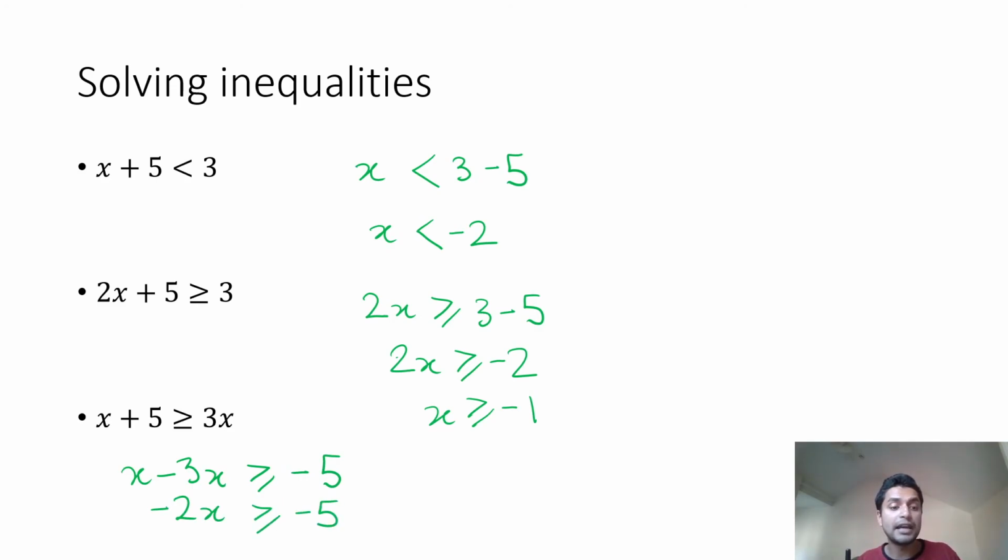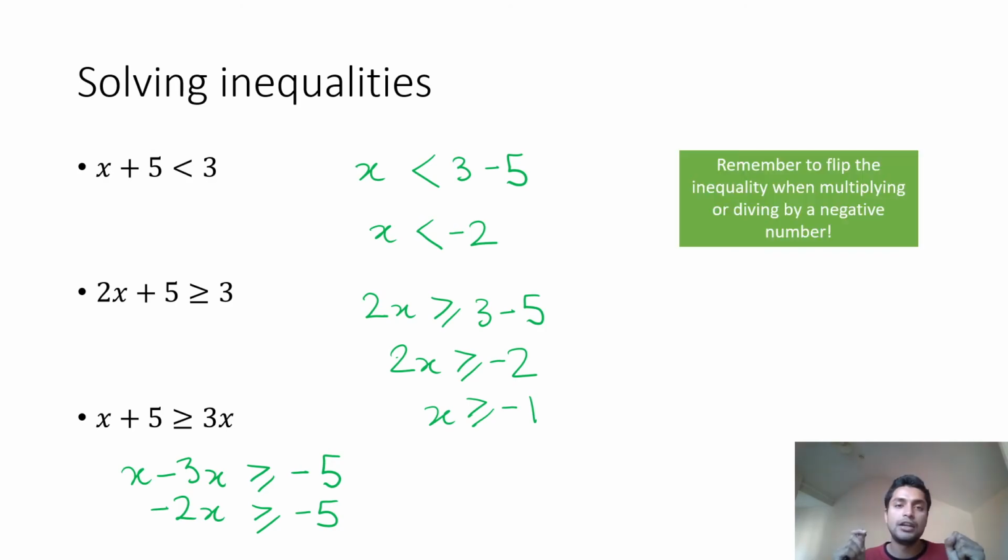Now you might be tempted to say that x is greater than or equal to 5/2, but that's not quite right. The reason is the inequality flips when you multiply or divide by a negative number. So what you do here is that you write x, but then as you divide through by -2, you flip your inequality, and that gives you x is less than or equal to -5 over -2. Your negative signs cancel, and that gives you x is less than or equal to 5/2.